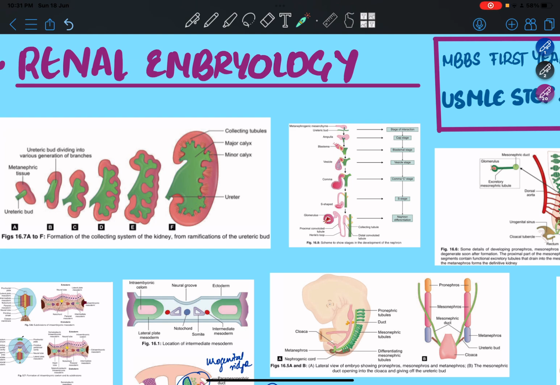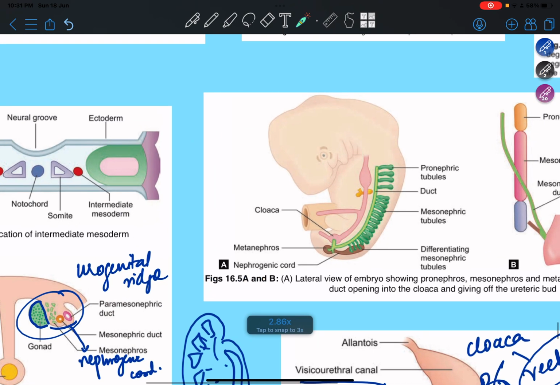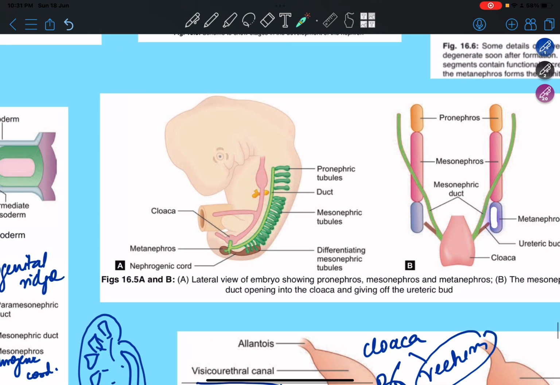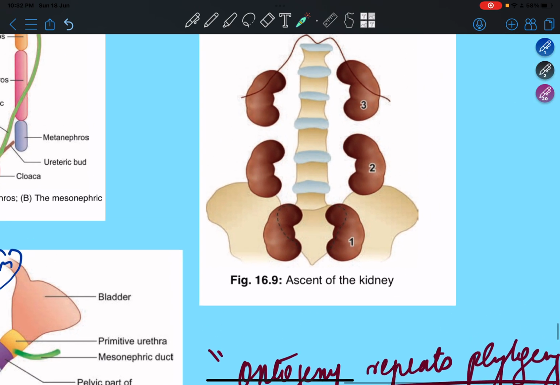As we discussed, the metanephric kidney is coming from the caudal part of the nephrogenic duct, as we can see here, which is in the sacral region. Are our kidneys in the sacral region? No, they're in the lumbar region. So after the development, what happens is the ascent of the kidneys, like this.